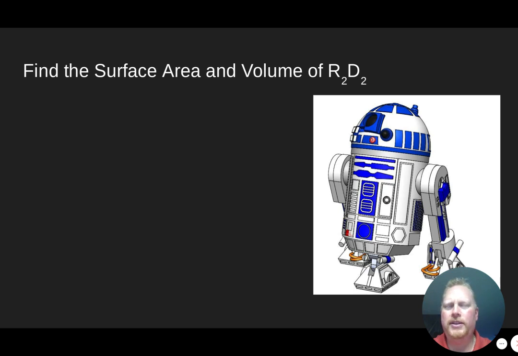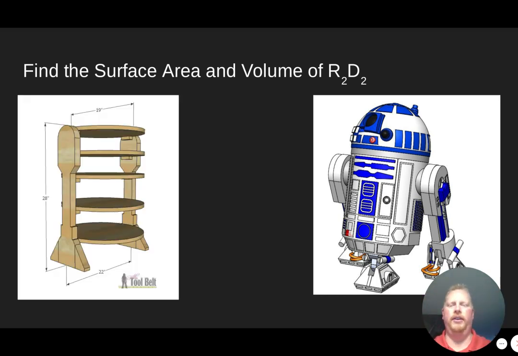So now what I want to do, let's just have a little bit of fun. Let's find the surface area and volume of R2D2. Now, I'm not going to worry about the two legs and then the one little leg up the front, okay? I'm just going to consider R2D2 the hemisphere on the top and then the cylinder. So let's talk about surface area.